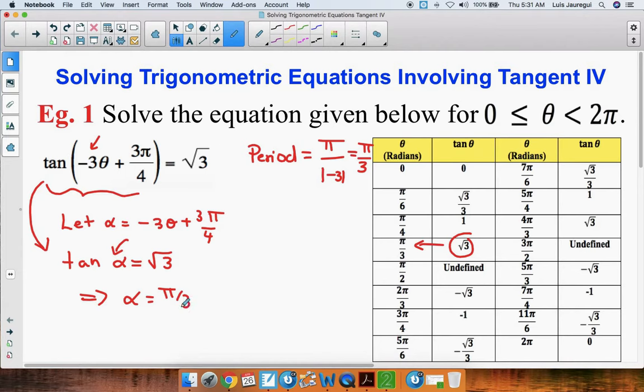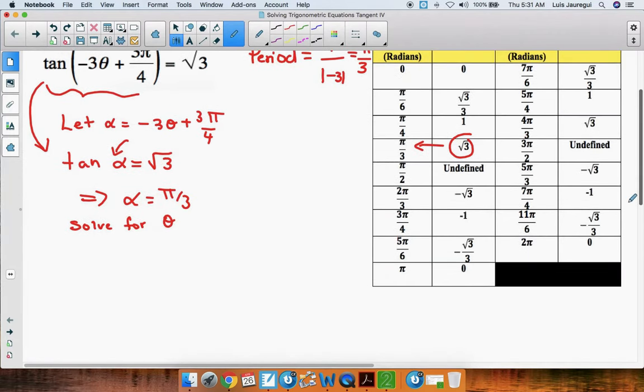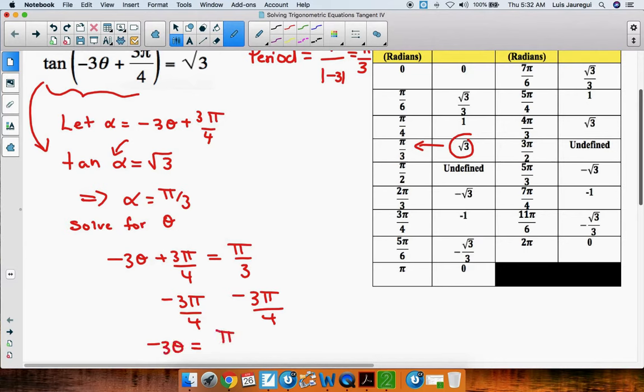Now, using that particular value, what we're going to do is to solve for theta. Alpha was defined to be negative 3 theta plus 3 pi over 4. So we write negative 3 theta plus 3 pi over 4. That's your alpha, and that should be equal to pi over 3. Now let's go ahead and subtract the 3 pi over 4 from both sides of the equation. And notice that you get that negative 3 theta is equal to pi over 3 minus 3 pi over 4.